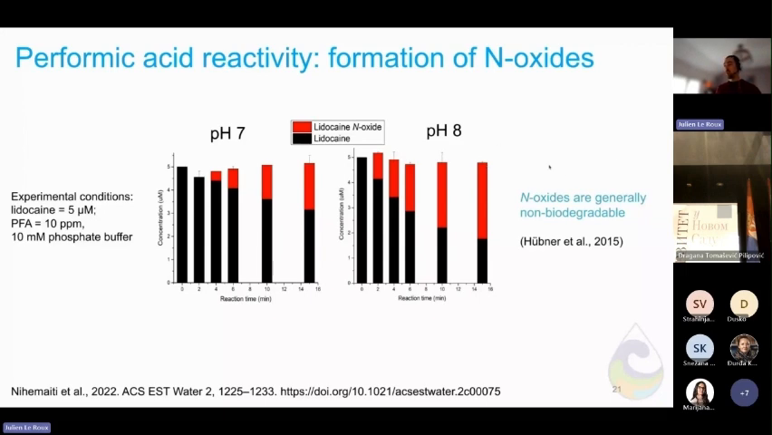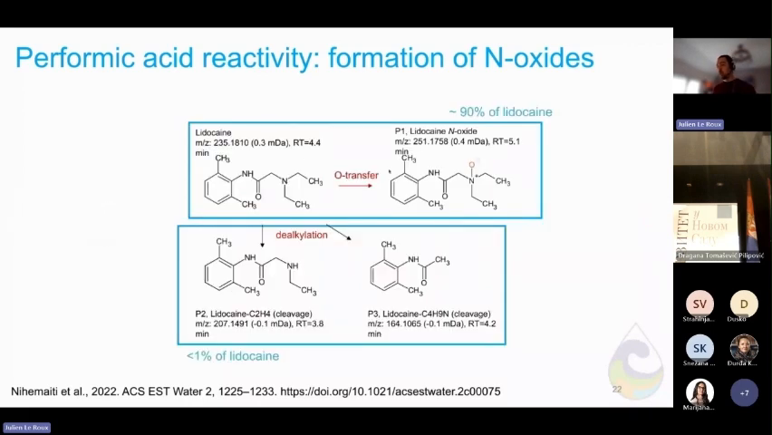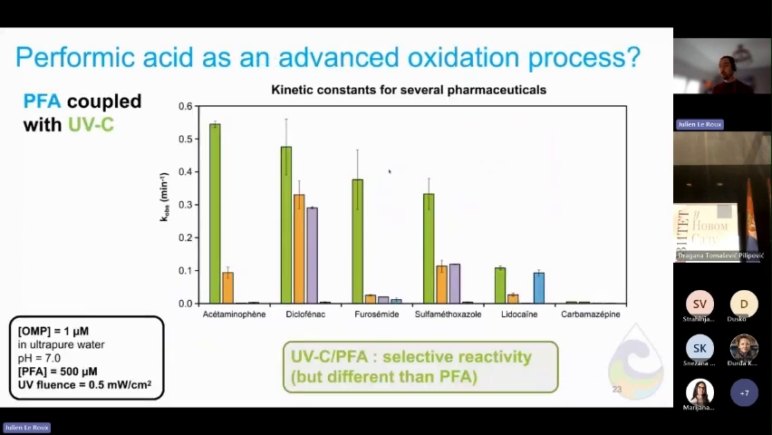The thing with these N-oxides is they are not biodegradable, and they are very stable, so they stay in the system and they can stay in the river. It's not really clear if they are toxic or not, so there's more work needed to understand these byproducts. So yeah, we published these mechanisms of transformation.